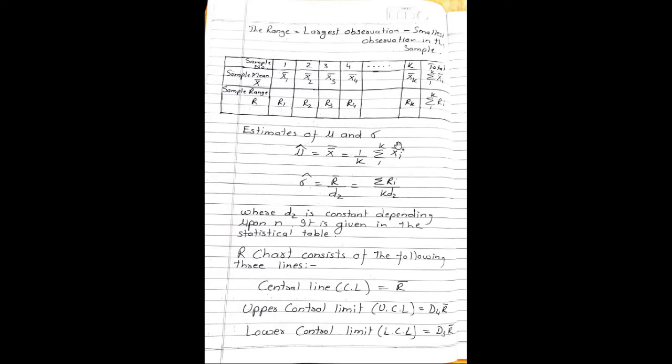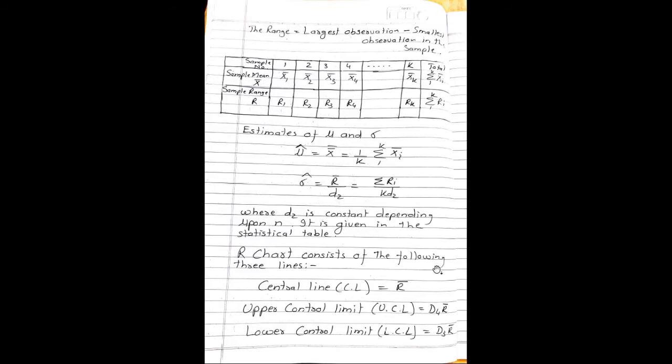Estimates of mu and sigma are given by mu cap is equal to x double bar, which is equal to 1 upon k summation of xi bar. Sigma cap is equal to R bar upon d2, which is equal to summation Ri upon k into d2, where d2 is a constant depending upon n. It is given in the statistical table.